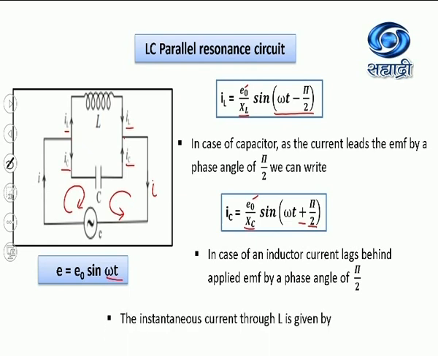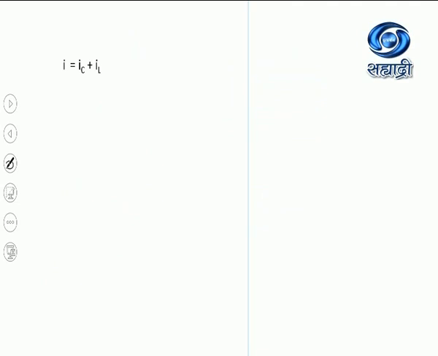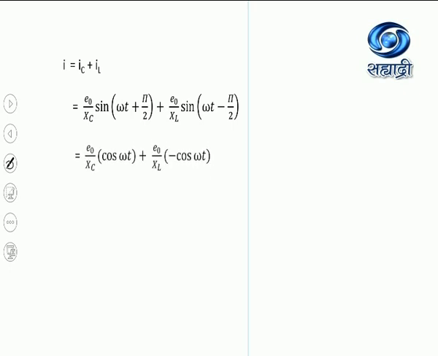The instantaneous current through the circuit is given by I is equal to IC, that is current flowing through the capacitor, plus IL, current flowing through the inductor. Now IC is equal to E naught upon XC into sine of omega t plus pi by 2, plus current through the inductor, which is E naught upon XL into sine of omega t minus pi by 2.